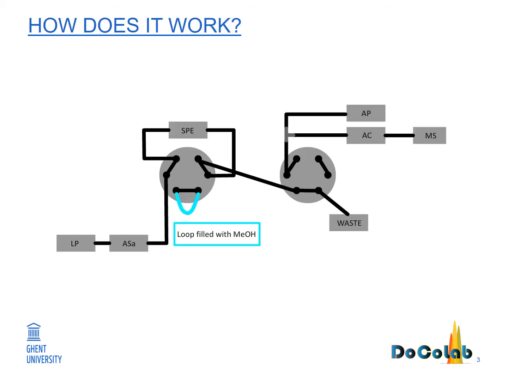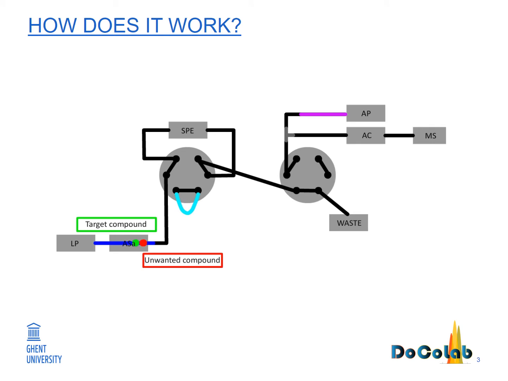Here you can see an animation of our online SPE system. It consists of two switching valves, a loading pump, an auto sampler, an online SPE column, a loop filled with methanol, an analytical pump, an analytical column which is connected to the MS, and a T-piece which combines the flows from the SPE and the analytical pump.